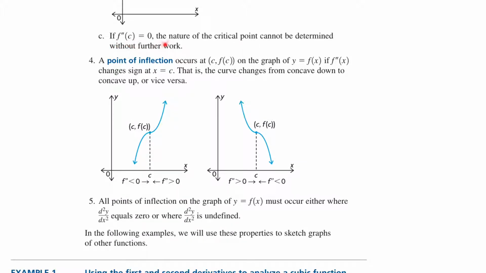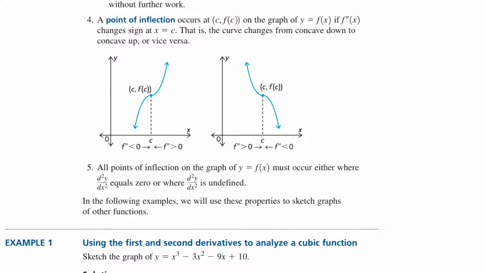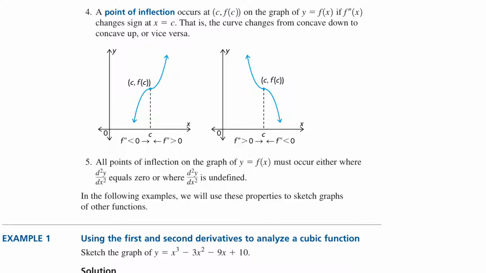If f double prime of c equals 0, the nature of the critical point cannot be determined without further work. By knowing f double prime of c is 0, we cannot determine the nature of the critical point.